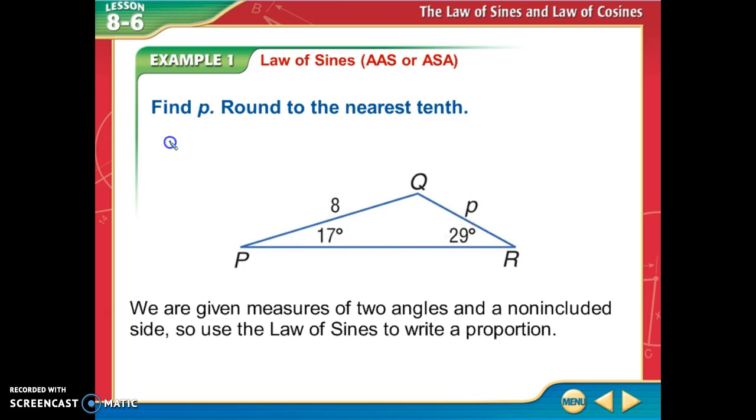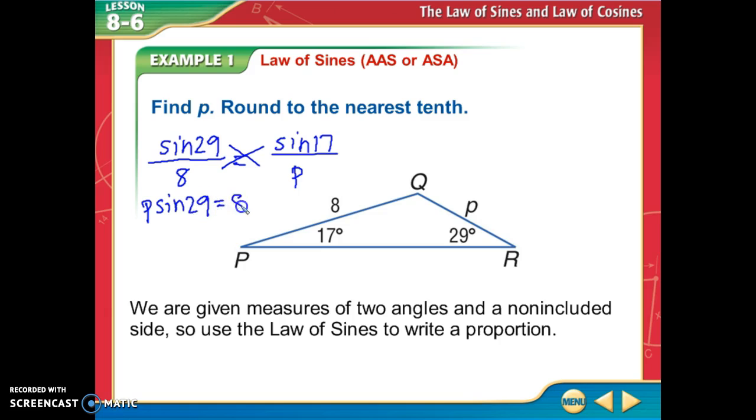Okay, so I have this angle here. So if I say sine 29 over the side it's across from, which is this 8, that ratio is the same ratio as sine 17 across from its opposite side, P. This is the equation that now I can solve for P. I have a fraction equals a fraction, so this is a proportion. To solve a proportion, you cross multiply. So then I get P times sine of 29 equals 8 times sine of 17.